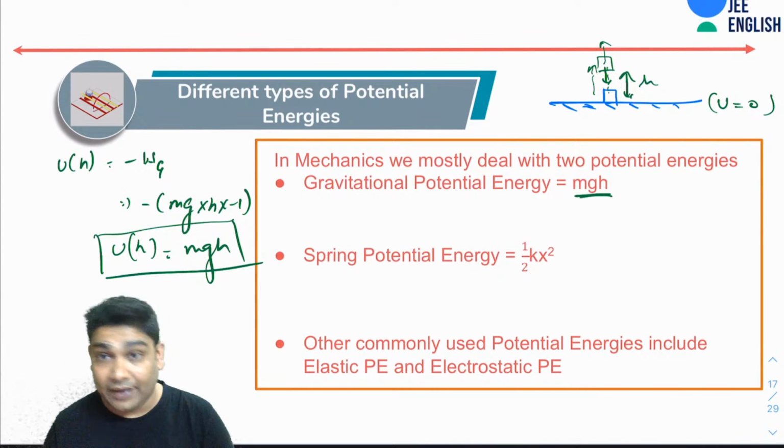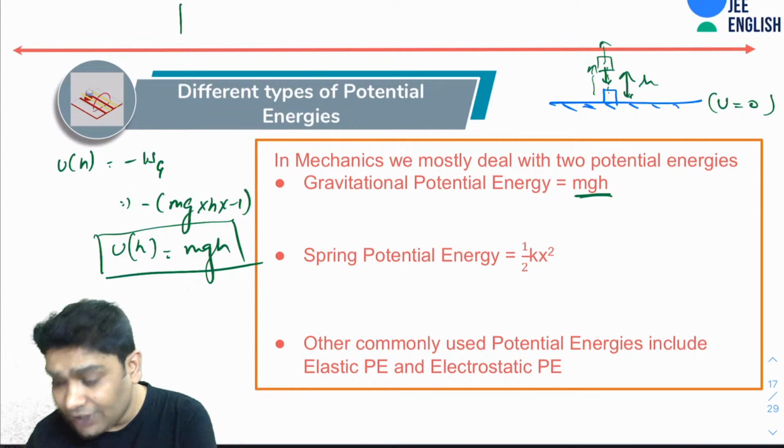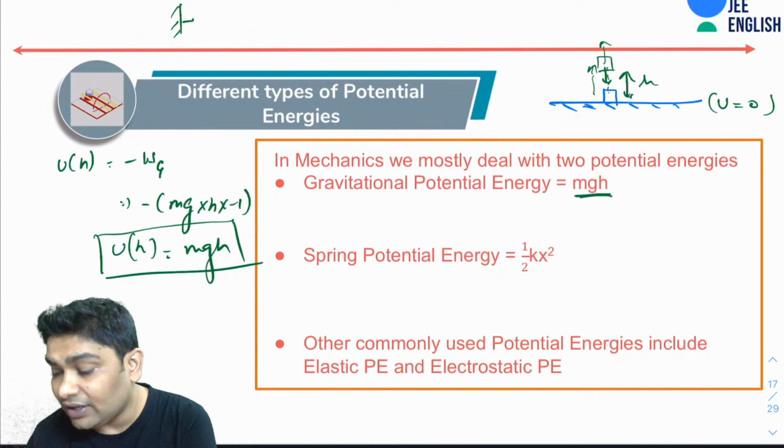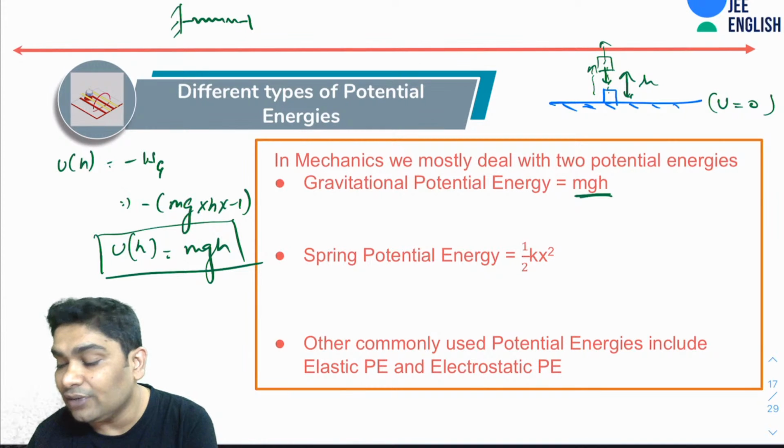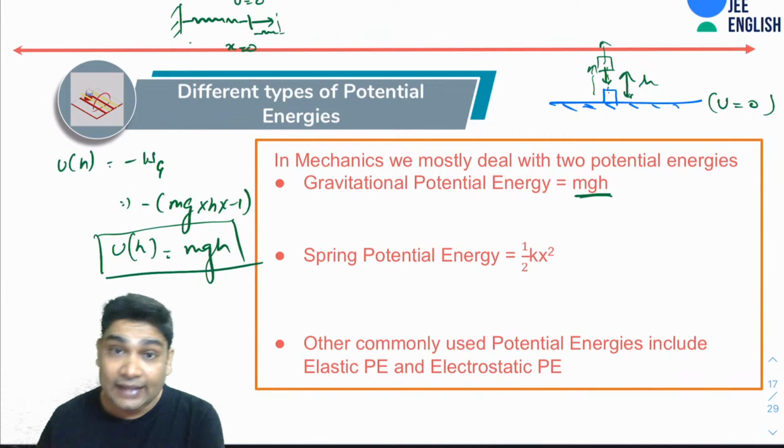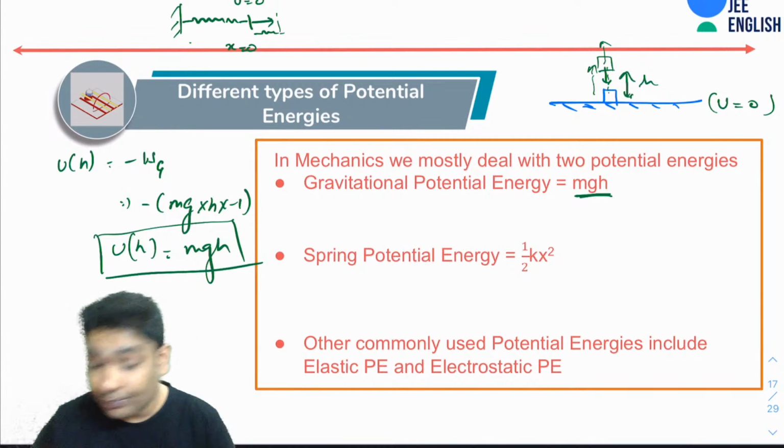Similarly, for a spring, what we usually do is consider the relaxed length as the zero reference level. So where x is 0, extension is 0, and this is usually considered to be U as 0. Now if I stretch it by a distance x, let's see what is the work that would be done.